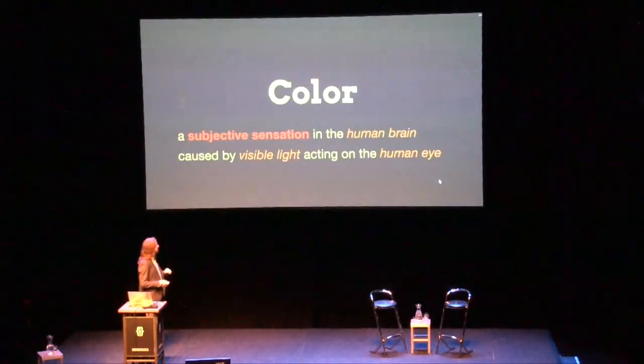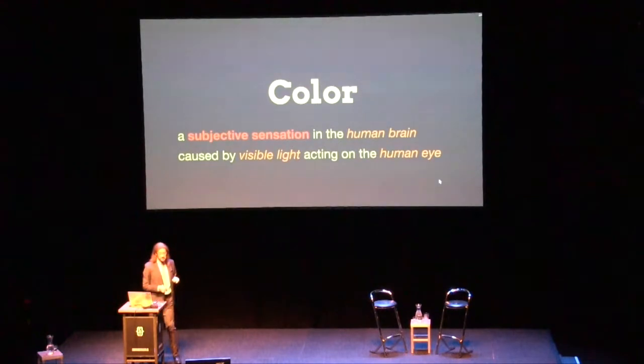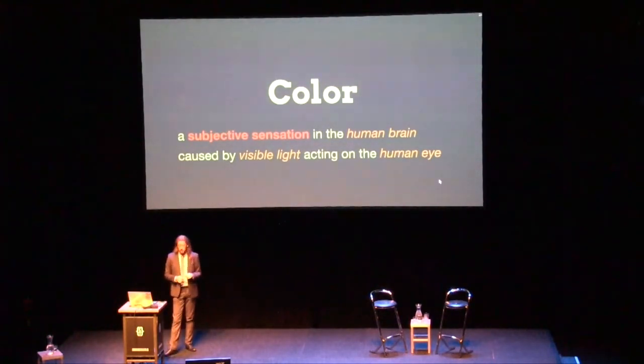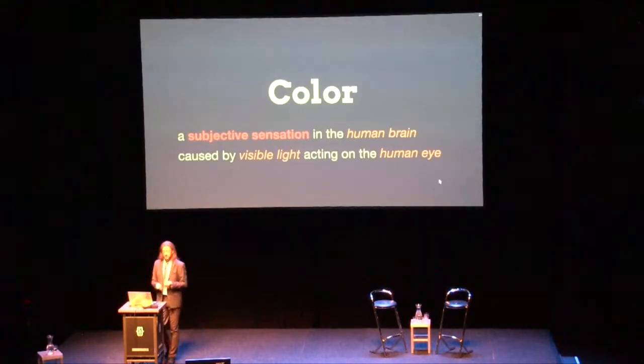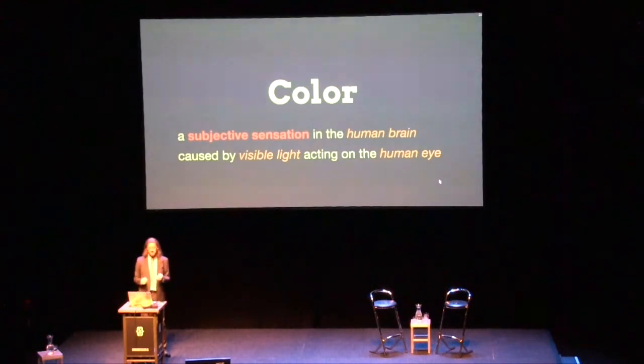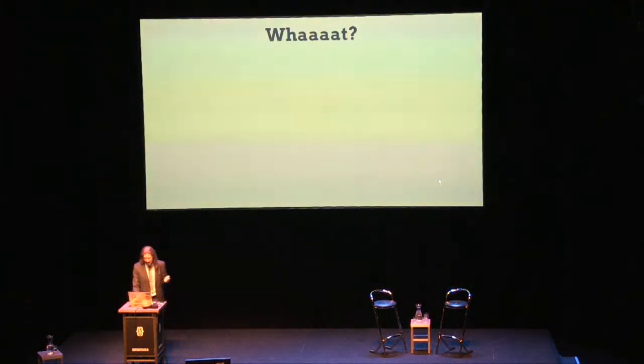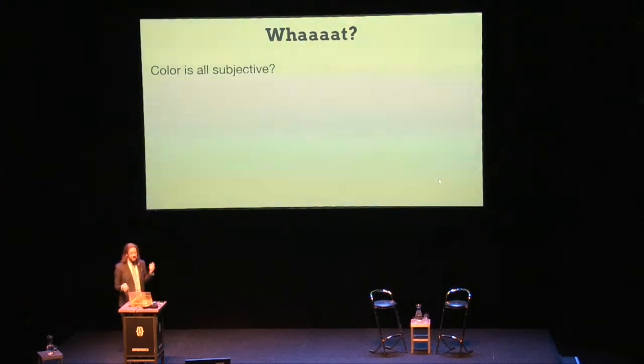So, color. Let's have a definition of it. It is a subjective sensation in the human brain caused by visual light acting on the human eye. Whoa. That's going to be difficult, isn't it? It's like measuring love or something. How can we ever do anything with color? Okay, so how are we going to do this?